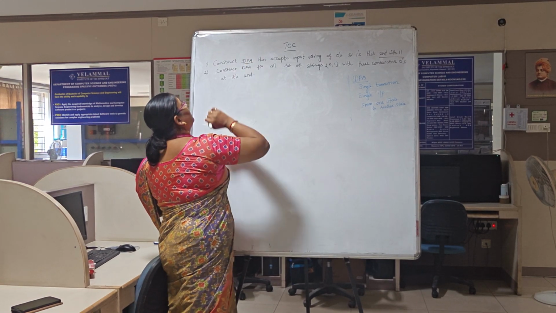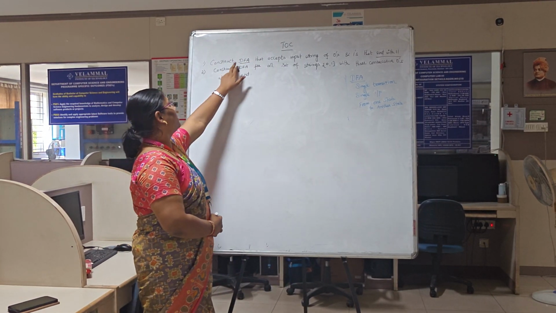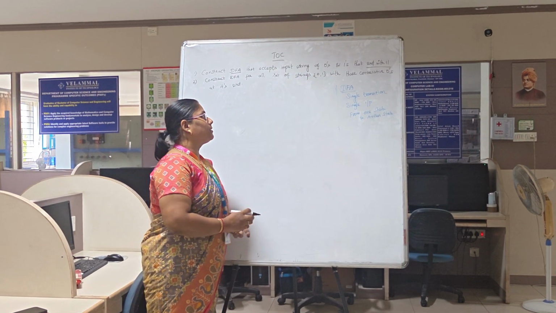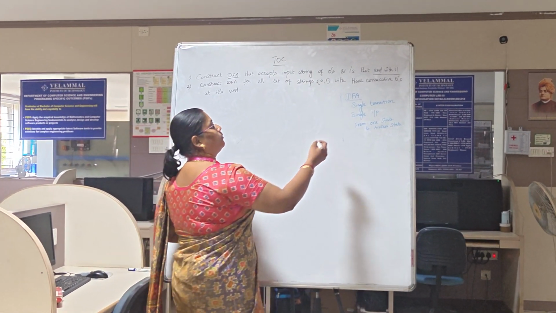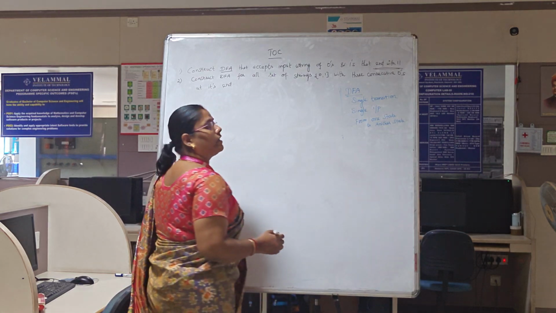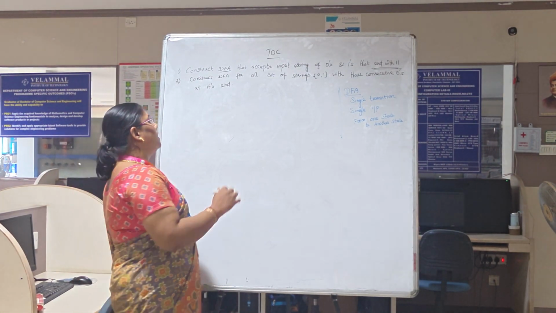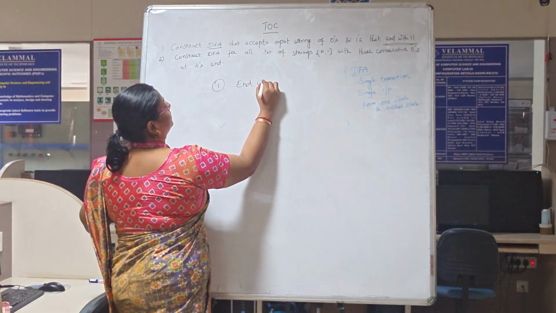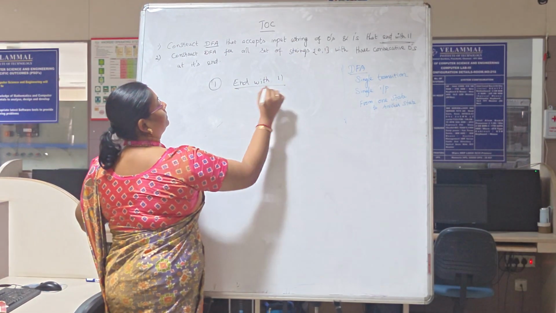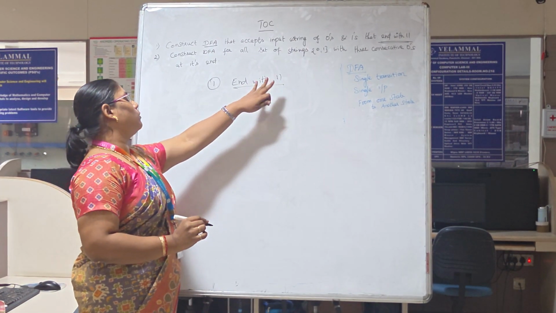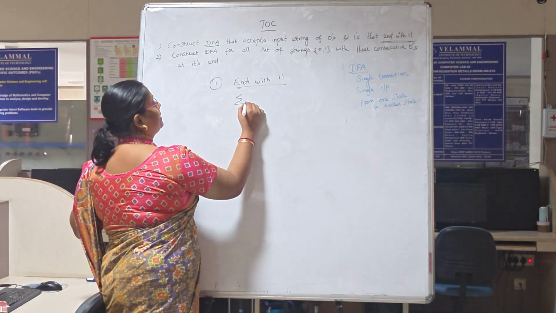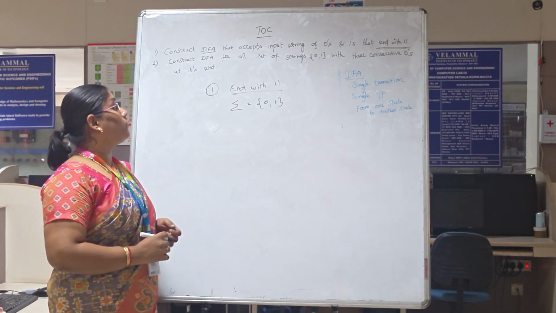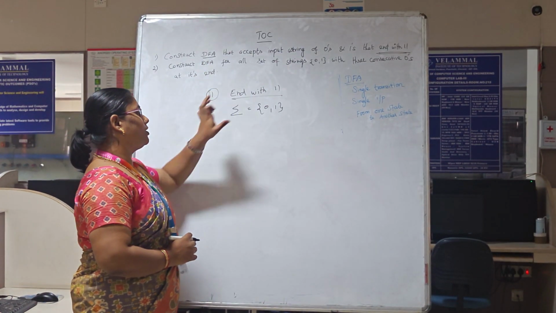So they have given a problem: construct a DFA that accepts an input stream of zeros and ones that ends with 1 1. This is the condition given for constructing the DFA. So our first problem is: ends with 1 1. The machine should accept the alphabet 0 and 1. So we have to construct the DFA for this condition.